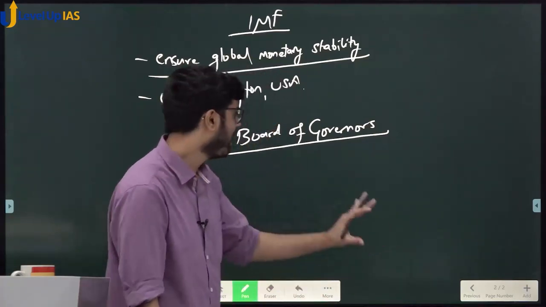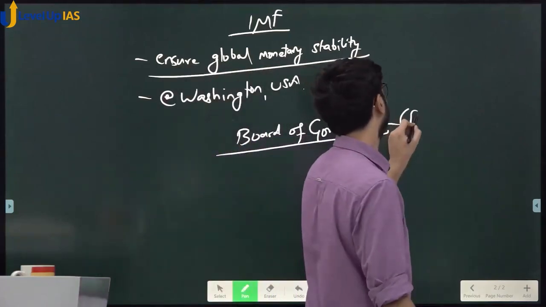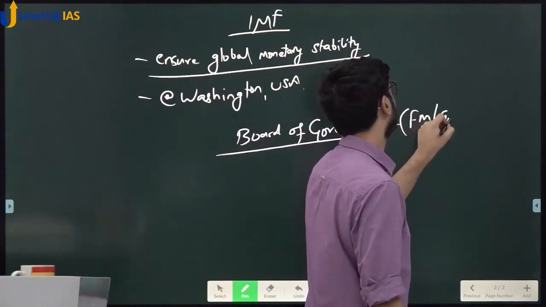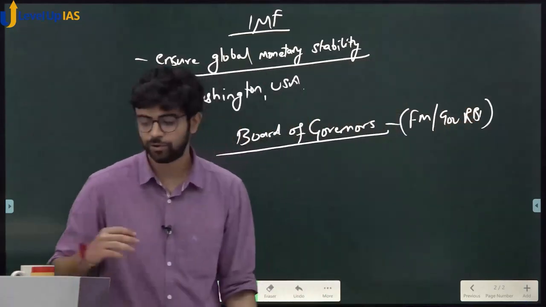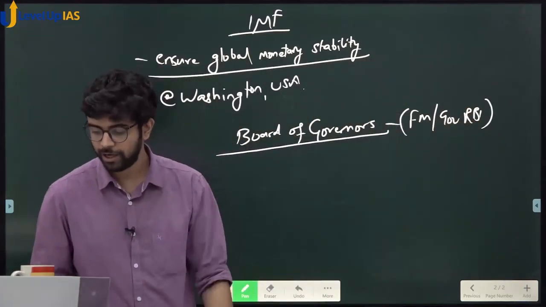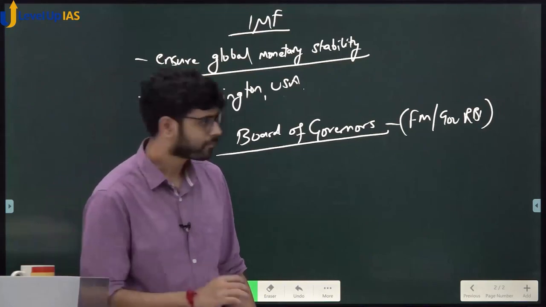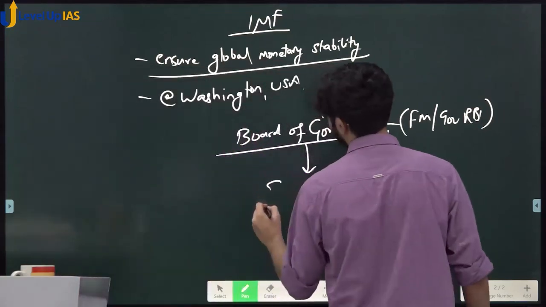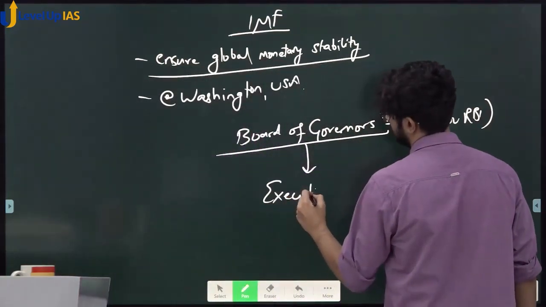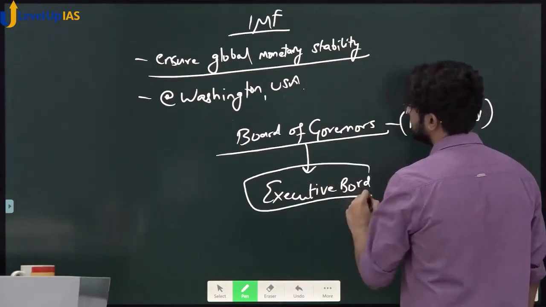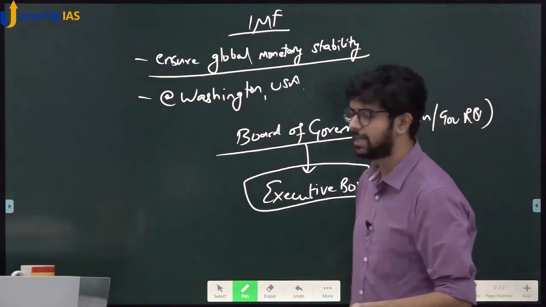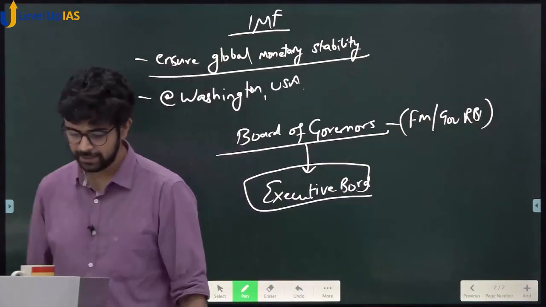Samjha? They have the highest power. So let's say FM or Governor RBI from India will go. So every country will send two people. Yes or no? Plus one assist, one alternate one. Theek hai? Uske neeche aata hai Executive Board. Obviously, they will take the key decisions and they will implement these decisions. Executive board, very simple, very, very easy. Okay?